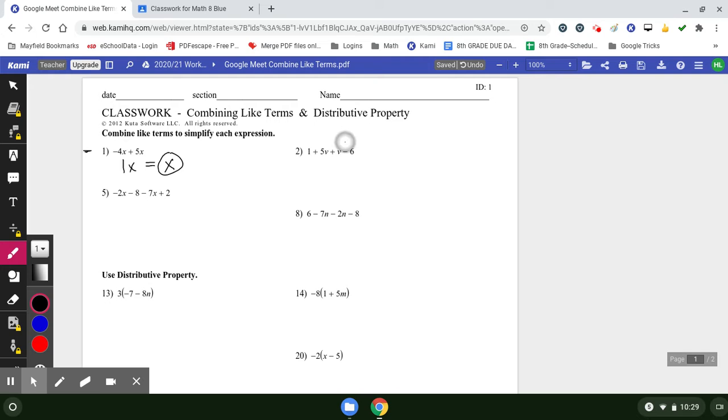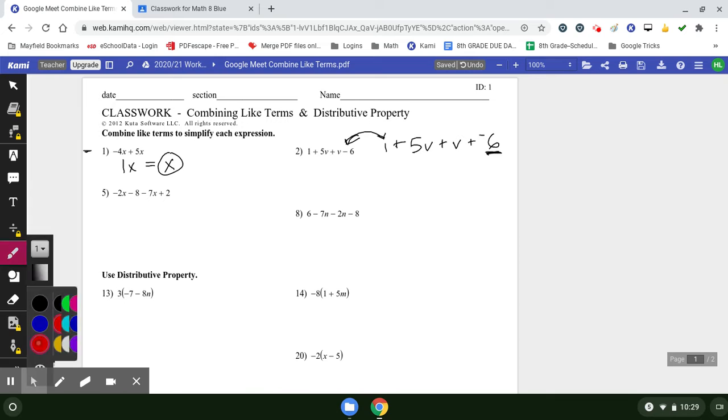Remember that subtraction can be written as add a negative. So if I wanted to rewrite this, I would write 1 plus 5v plus v plus negative 6. Okay? So that's why when we combine like terms, we always say you have to keep the minus sign when you circle the terms because it's really negative 6. All right? So that minus sign right there can be minus 6 or plus negative 6.